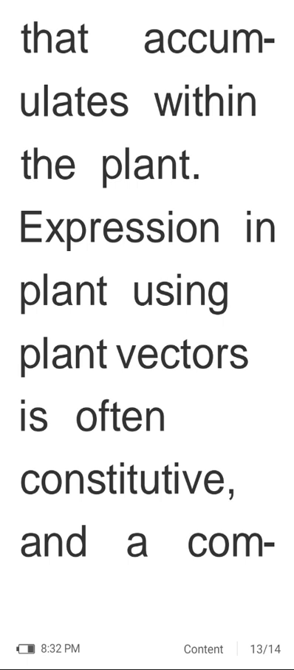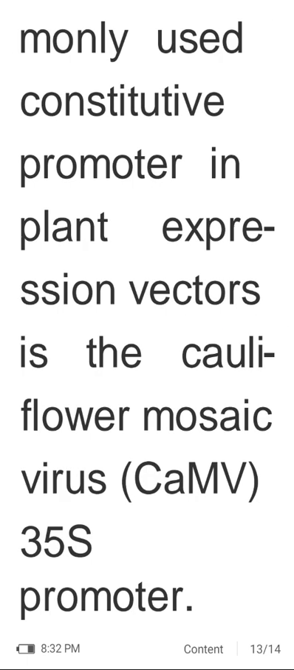Expression in plants using plant vectors is often constitutive, and a commonly used constitutive promoter in plant expression vectors is the cauliflower mosaic virus, or CaMV, 35S promoter.